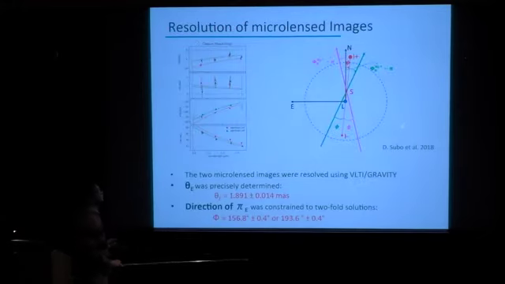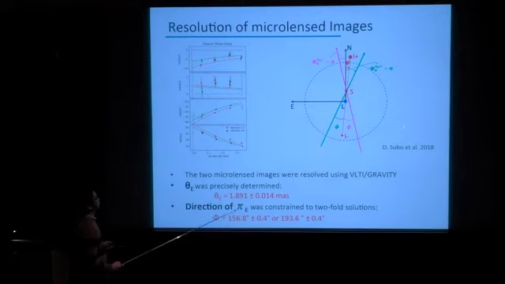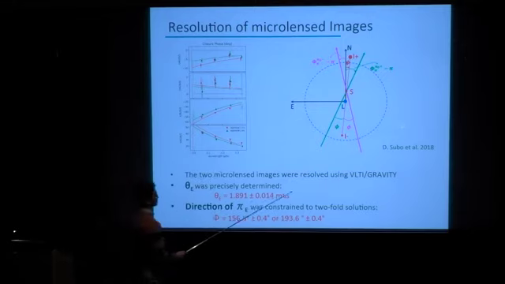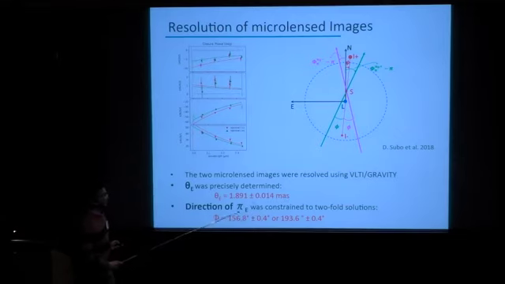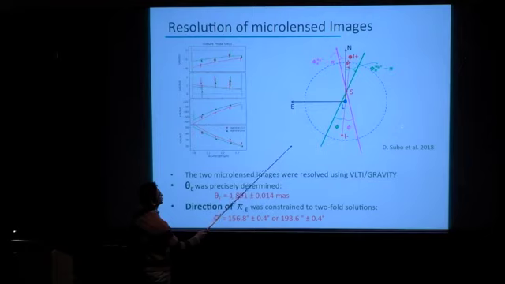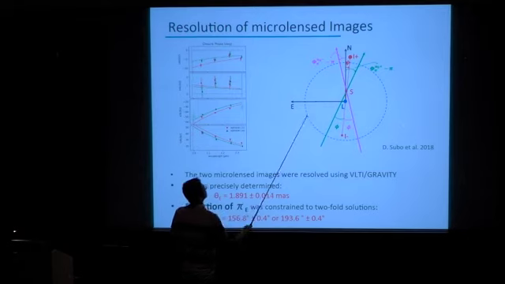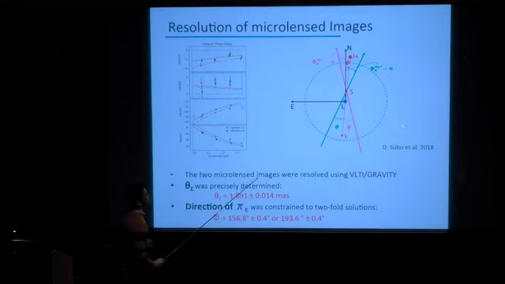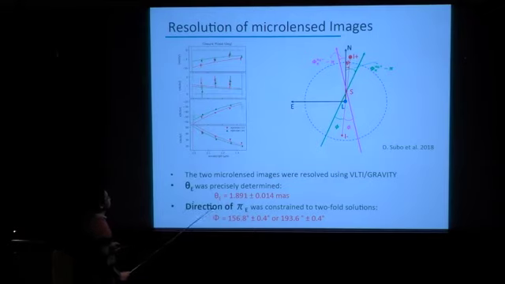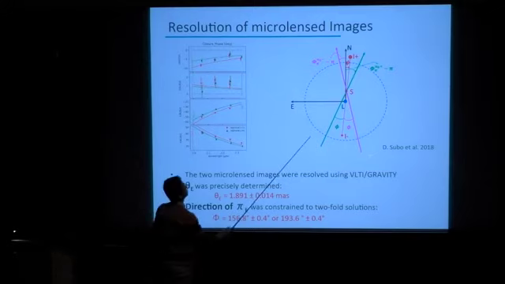But fortunately, Subo et al. could measure the separation of the microlens images using VLTI GRAVITY, which is an interferometric instrument. So this is a schematic of the sky plane, and the lens is at the center, and the source is here. And they measure the separation of these two microlens images. And from this measurement, they could constrain the theta E value very precisely. And they also constrain the direction of pi E in 2 directions.